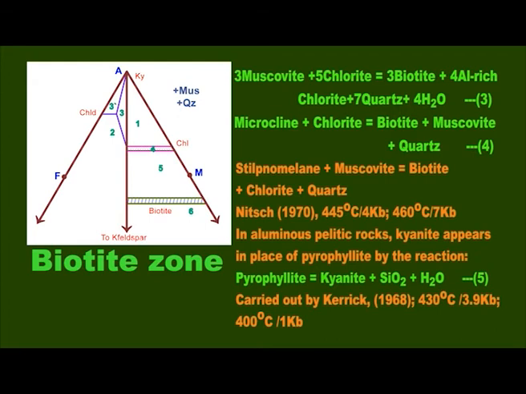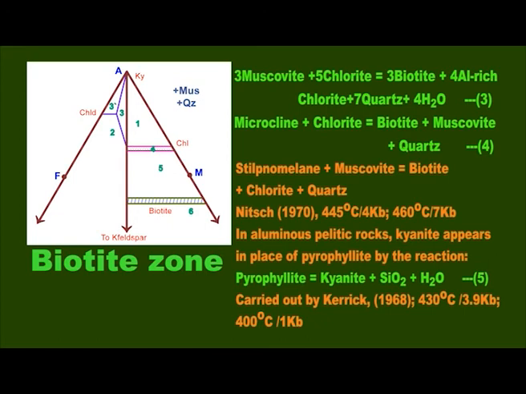Furthermore, stilpnomelane is unstable in this reaction as it reacts with muscovite to form biotite and chlorite. By the reaction, stilpnomelane plus muscovite give rise to biotite plus chlorite plus quartz. This reaction was carried out by Nitsch 1970, 445 degree centigrade 4 kilobar, 460 degree centigrade 7 kilobar.